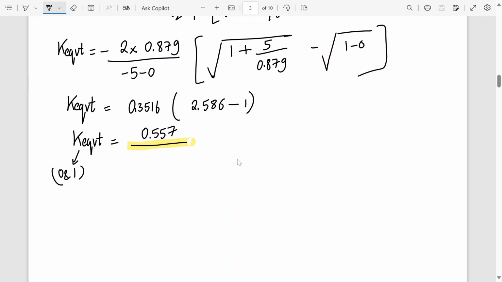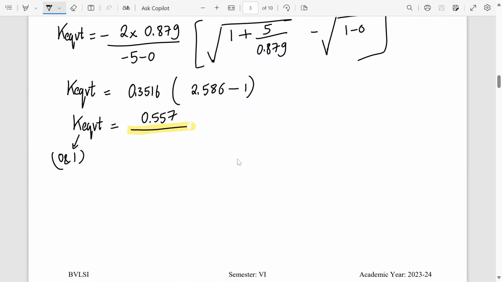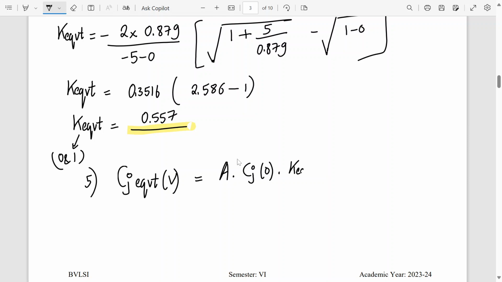That is, next will be Cj equivalent of V. And what is the formula? A into Cj0 into K equivalent. Okay? And how much it is?